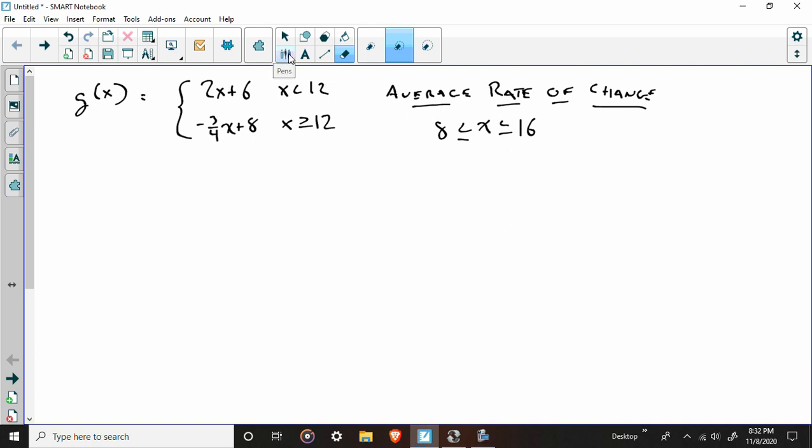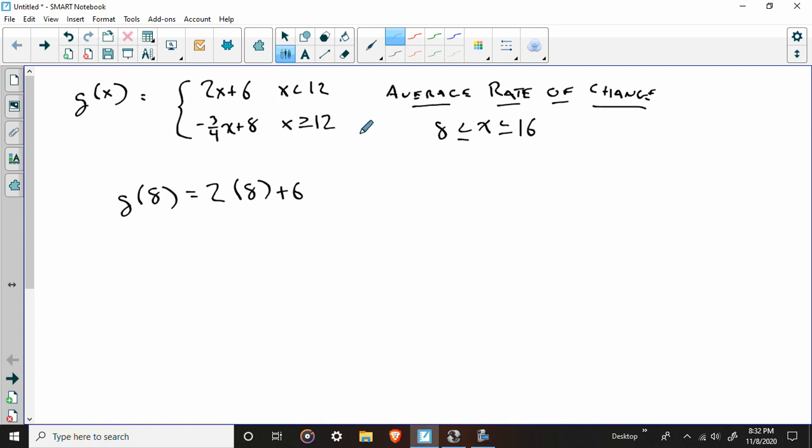Okay, so let's go back to the pen. So 8 is going to get plugged in first, but 8 is getting plugged into this one, right? Because this one is anything where x is less than 12, and 8 is less than 12. So we're going to say g of 8 is equal to 2 times 8 plus 6. And this other one, 16, is going to get plugged into this one because this is for x greater than or equal to 12, and 16 is greater than or equal to 12. So let's say g of 16 is equal to negative 3/4 times 16 plus 8.